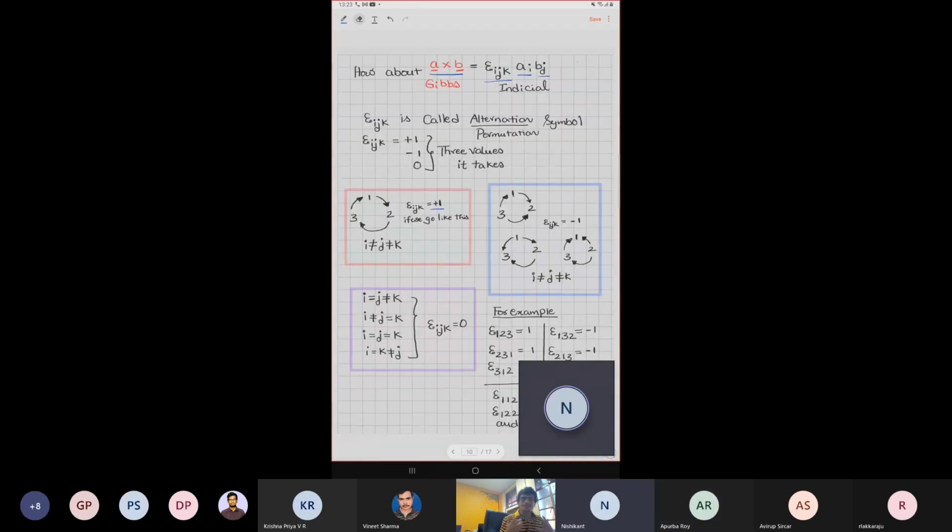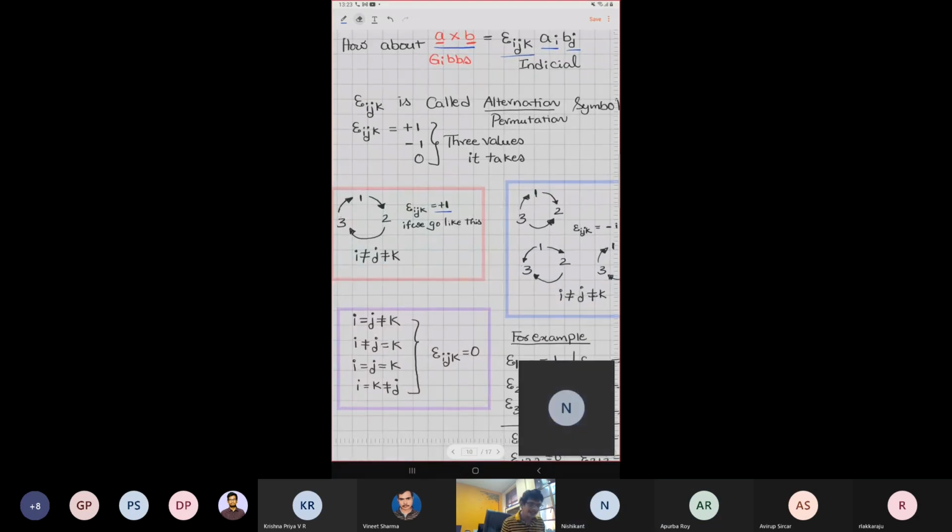So we are going to learn something about this permutation symbol, or alternating tensor, epsilon ijk. It contains either +1 or -1 or 0. If 1 is followed by 2 followed by 3, that kind of epsilon will be +1. Either you can begin at 1 or 2 or 3, anywhere, but you should go in clockwise direction.